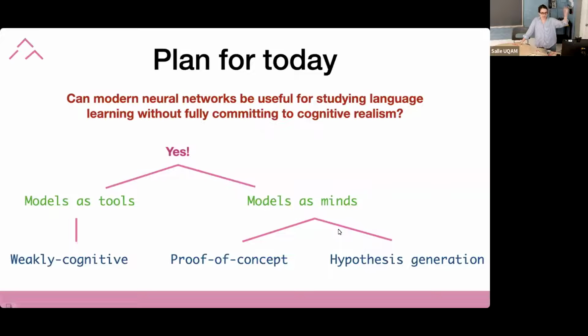You'll see in the top corner of my slides a little tree that appears. That's going to be the map of today, so you can follow along where we are. We're going to be doing pre-order depth first search today, moving down the tree, first talking about models as tools, then weakly cognitive models, with a concrete example of how we might apply that approach in language learning. Then we'll talk about models as minds, proofs of concept, a concrete approach, and then hypothesis generation, with a concrete example.